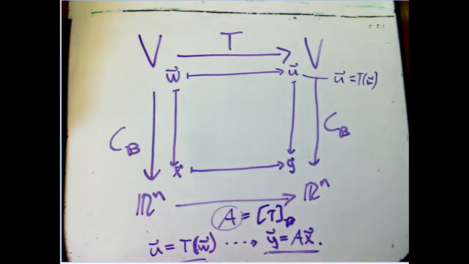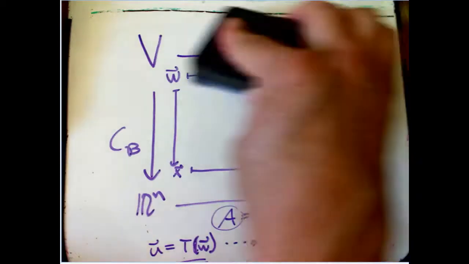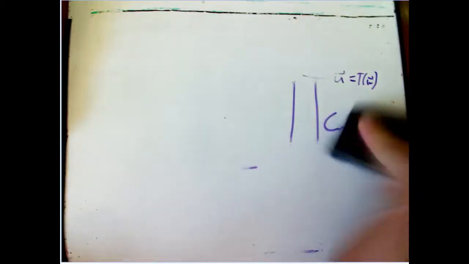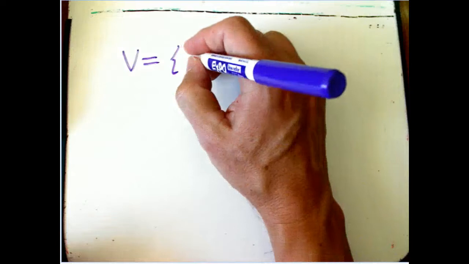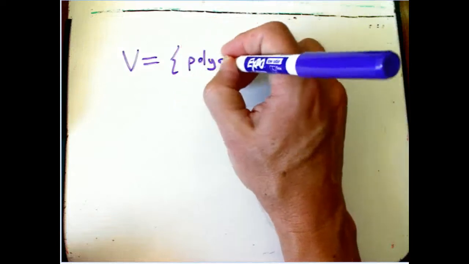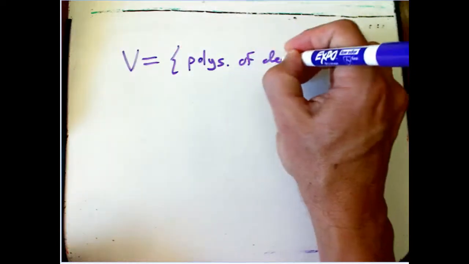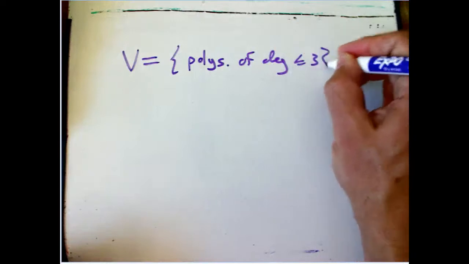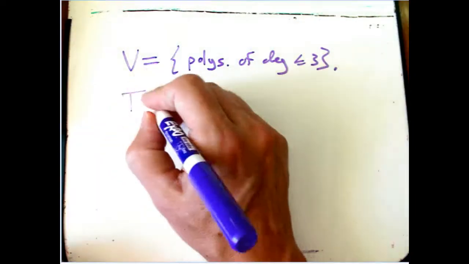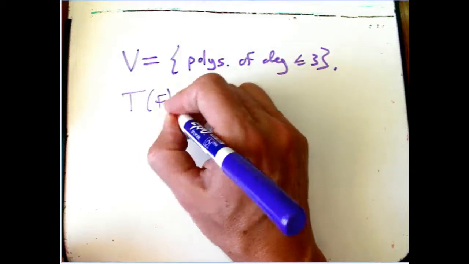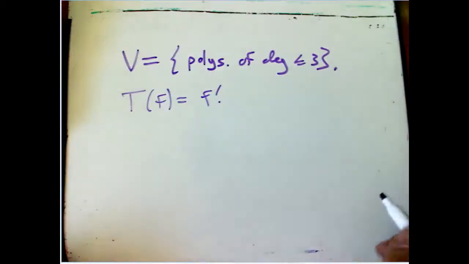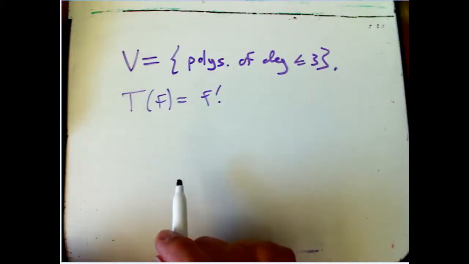Okay, so let me do an example of that. I want to emphasize that V can be some abstract space sometimes, and so let's say V is the set of polynomials, and to make it finite dimensional, of degree less than or equal to 3. Okay, and let's say T of a polynomial, let's say f, is f prime, the derivative. That's a linear transformation. That's a fundamental fact about the derivative.